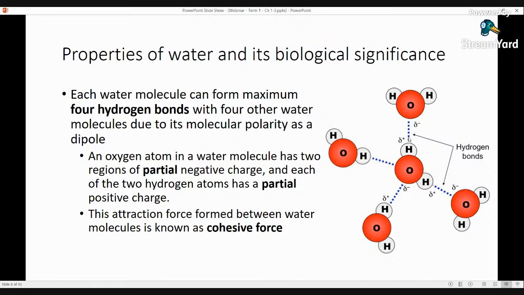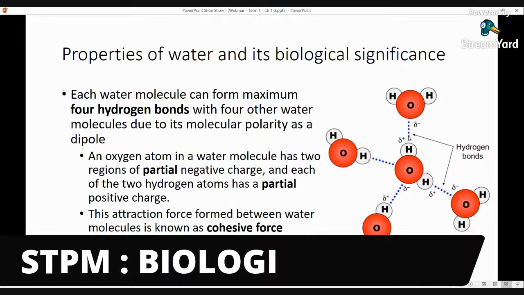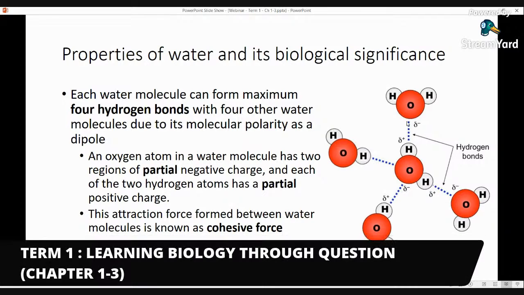So they can form an attraction force, and this attraction force is called hydrogen bonds. Remember, for hydrogen bonds, we use dotted lines to represent them. The attraction force formed is known as cohesive force because the attraction force is formed between water molecules and water molecules.